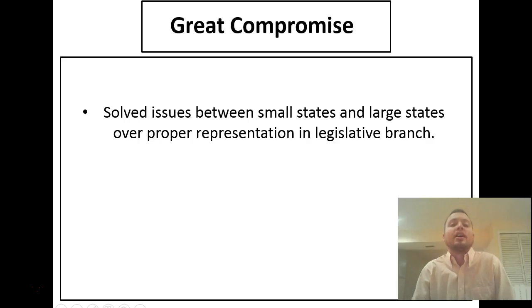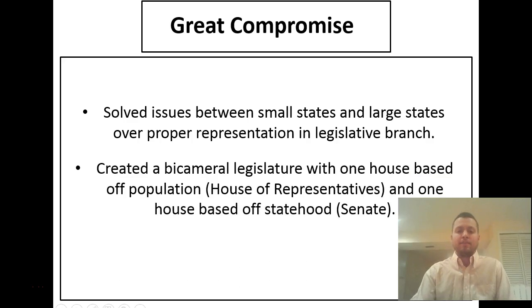And we're not talking about the judicial branch. People are okay with that too. It is the legislative branch that the big states and the small states are fighting over. They created a bicameral legislature. That's really fancy, but it's a simple word. It just means two houses. There are two different parts of the legislative branch.